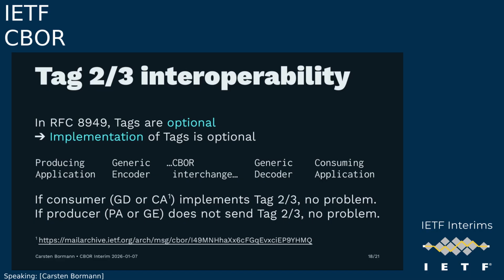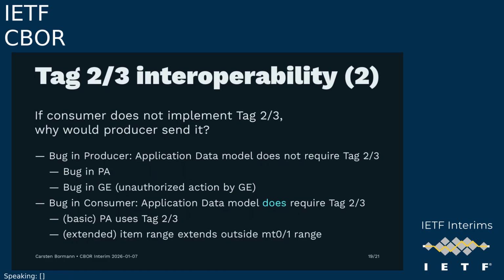And so it's another kind of hardness. And of course, we can't fix that here. We can only do things that are implementable for people who find themselves on these platforms. So let's talk about the situation where the consumer does not implement tag 2.3 and the producer does send them anyway. So how do we actually get there? So why would a producer send tag 2.3 when it doesn't know the consumer implements tag 2.3?